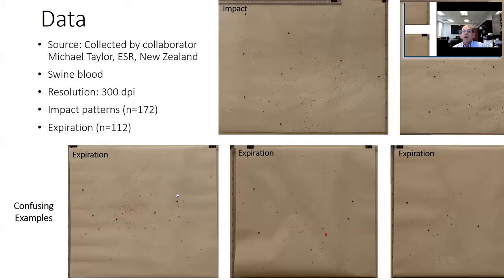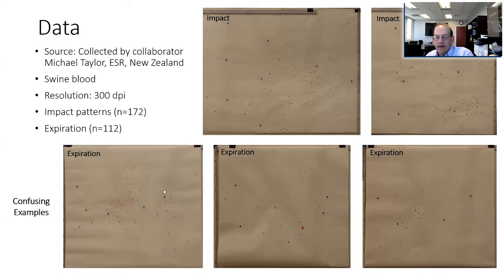So this is a slide from the presentation I gave about an hour and a half ago. These are some data that Michael Taylor in New Zealand, who's since passed away, collected using interns in his lab. They had swine blood, and they built a contraption and created impact stains, which were recorded on these poster boards. As I said then, if you were not there, the blue dots here are pins that were holding the paper up. The red stains, which are a little hard to see, are the blood droplets.